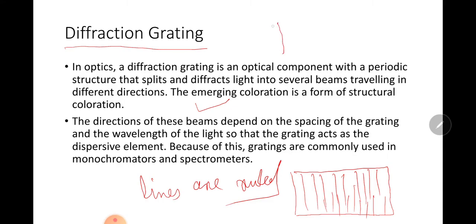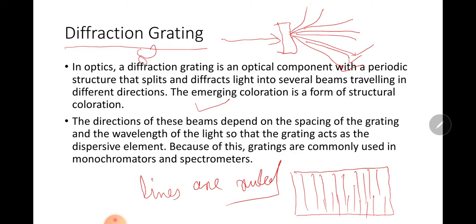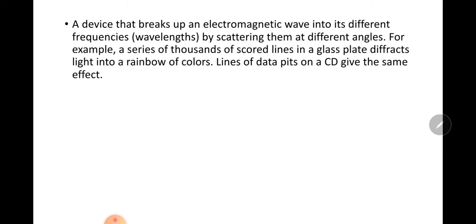For example, if you place a diffraction grating here and you pass white light, it will be diffracted in different directions, at different angles. This will be violet, this will be indigo, blue. It will split white light into its component colors. A diffraction grating is a device that breaks an electromagnetic wave into different frequencies by scattering them at different angles. For example, a series of thousands of scored lines in a glass plate diffract light into rainbow colors. Lines of data bits on a CD give the same effect.